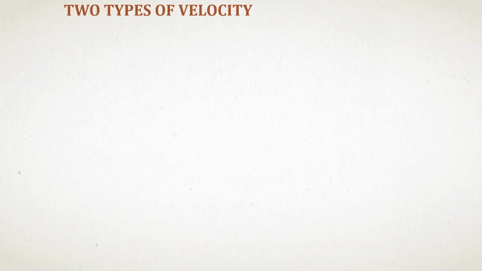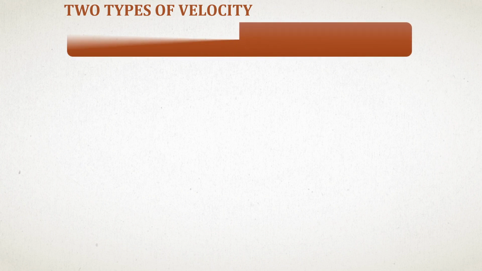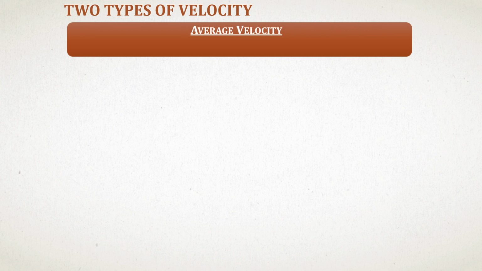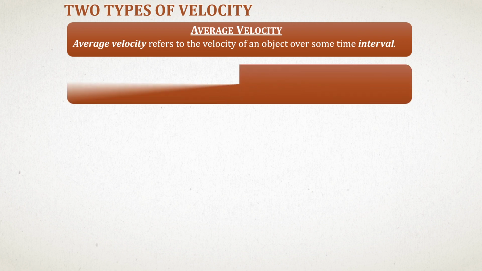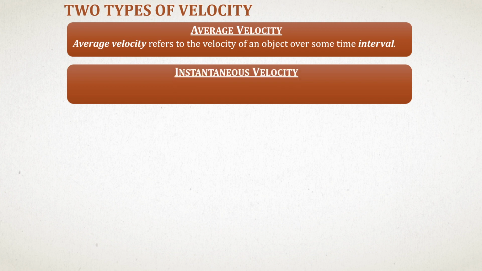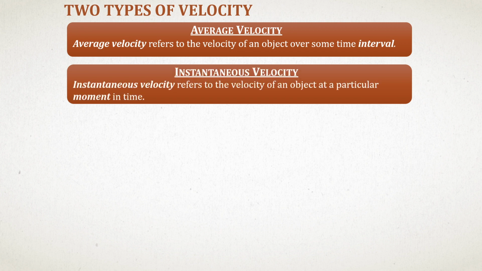We need to talk about the fact that there are 2 different types of velocity. And the first of these is called average velocity. Now, what is average velocity? Well, it refers to the velocity of an object over some time interval. So whenever we talk about average velocity, which we will in detail momentarily, we're talking about a rate of change, that is velocity, over some time interval. That is different than what we call instantaneous velocity. Now, instantaneous velocity refers to the velocity of an object at a particular moment in time.